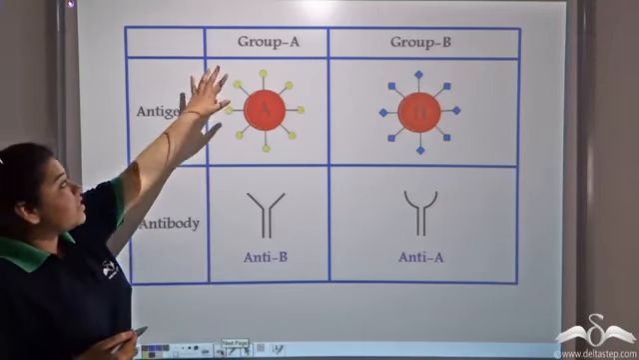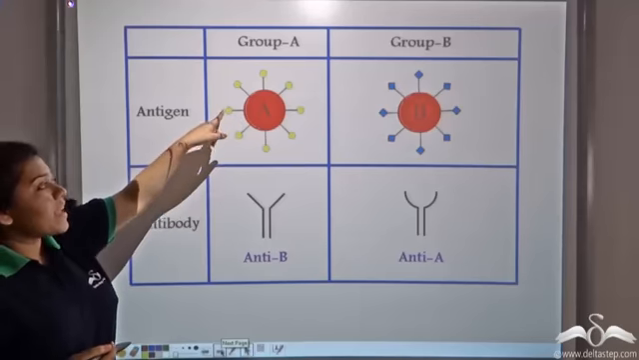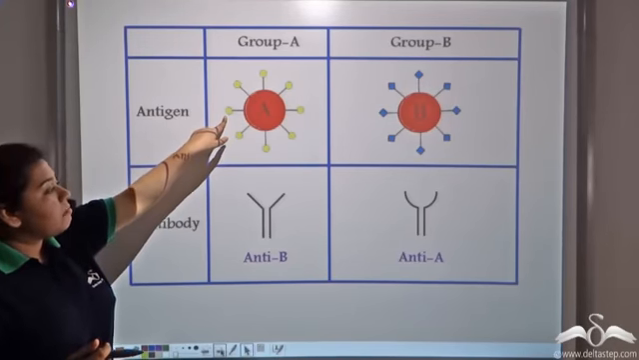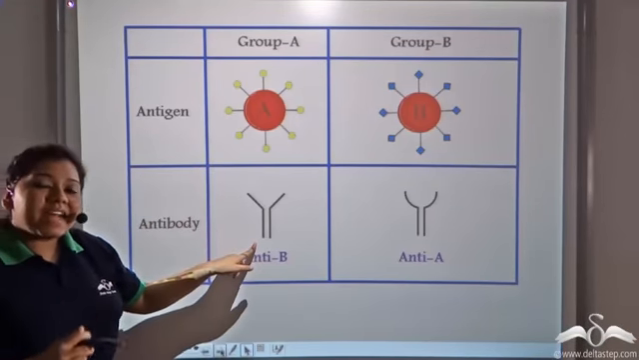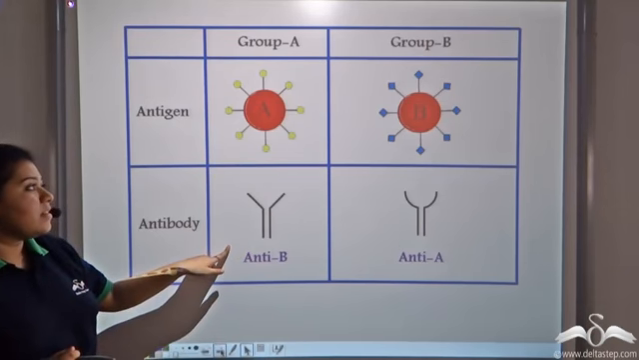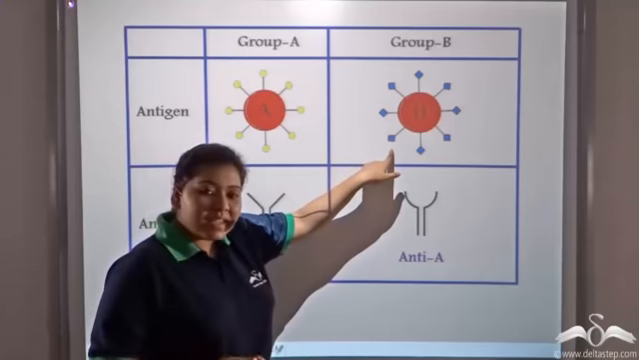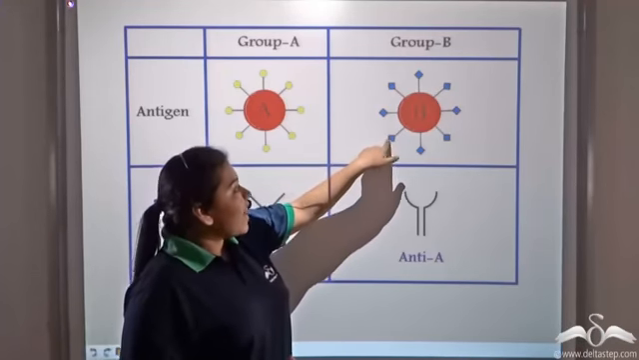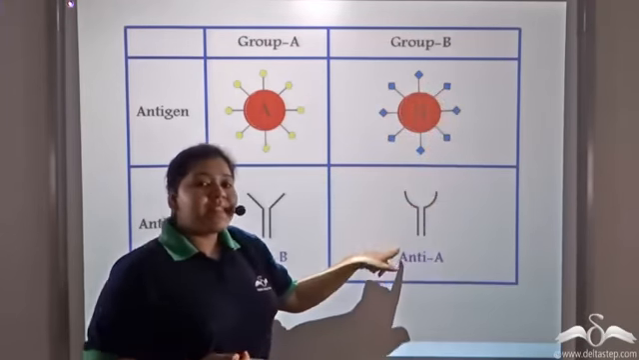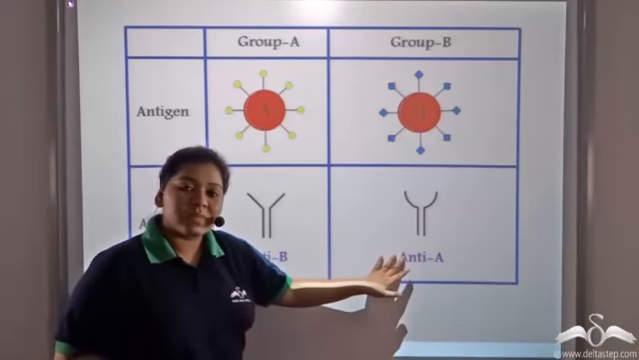So, blood group A means that the red blood cells have A antigens on their surface, but they will have anti-B antibodies in the plasma. Similarly, a person having a blood group B will have B antigens on its surface, but it will have anti-A antibodies in his plasma.